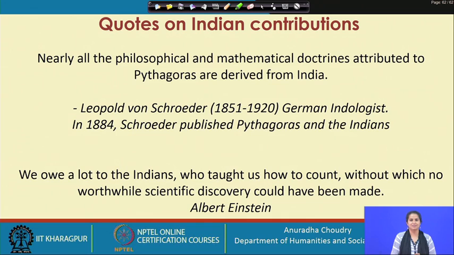Think about that. And then another very famous scientist who changed the way in which we look at the world in many ways, that's Albert Einstein. He said, we owe a lot to the Indians who taught us how to count, without which no worthwhile scientific discovery could have been made. Just pause on that and just try and think of the implications of a statement like that.